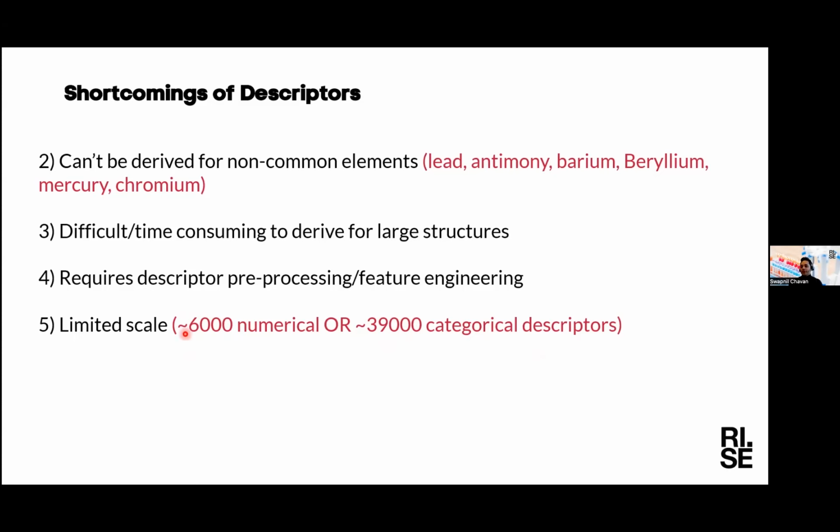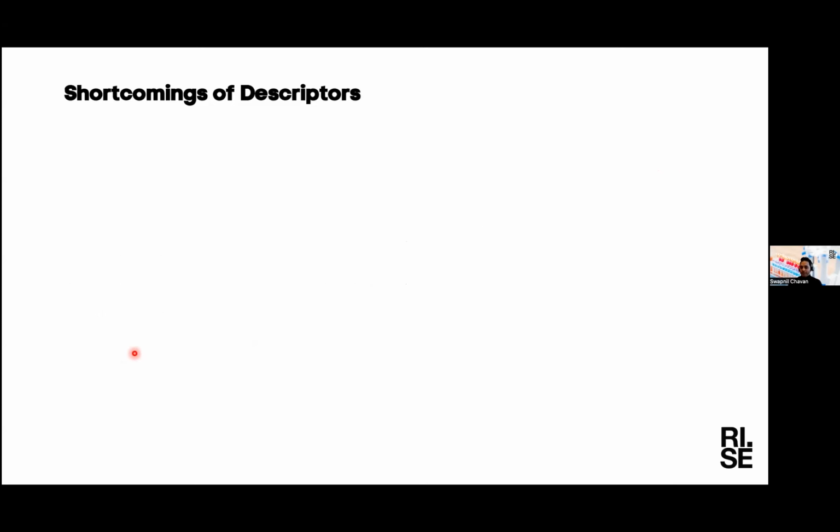That means if you have a maximum 6,000 descriptors, you could use this to model up to a data set of a size 30,000 compounds. But if your data set is higher than that, then you don't have enough descriptors to model such a big data, and that's the fifth disadvantage.